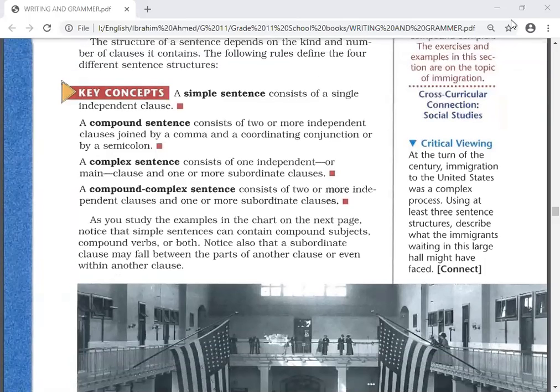Welcome Usama Darwish. A compound complex sentence consists of two or more independent clauses and one or more subordinate clauses. I mean, a compound complex sentence consists of at least two independent clauses and one or more subordinate clauses.